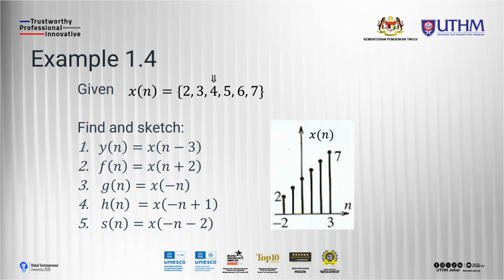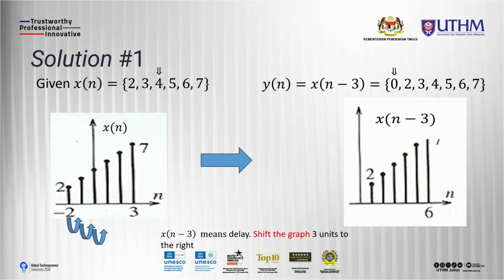Now let's look at this example. Given x[n] equal to 2, 3, 4, 5, 6, 7, where the origin is at the value of 4. Find and sketch the following. For the first question, given x[n] equal to 2, 3, 4, 5, 6, 7, and this is the origin, the value 4. The question is x[n minus 3].